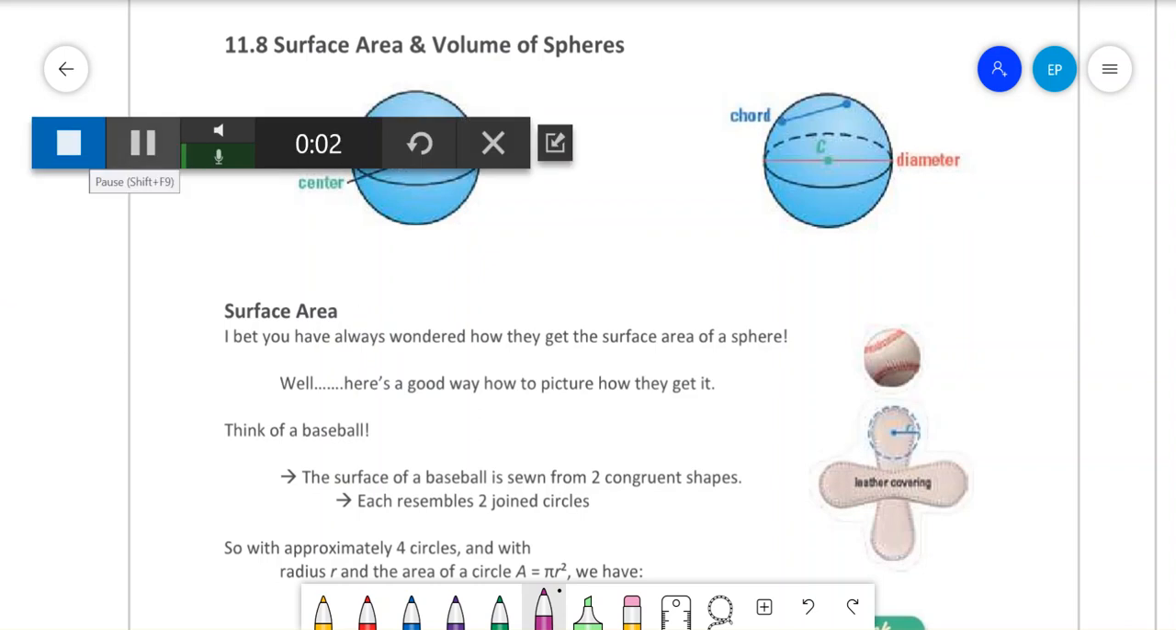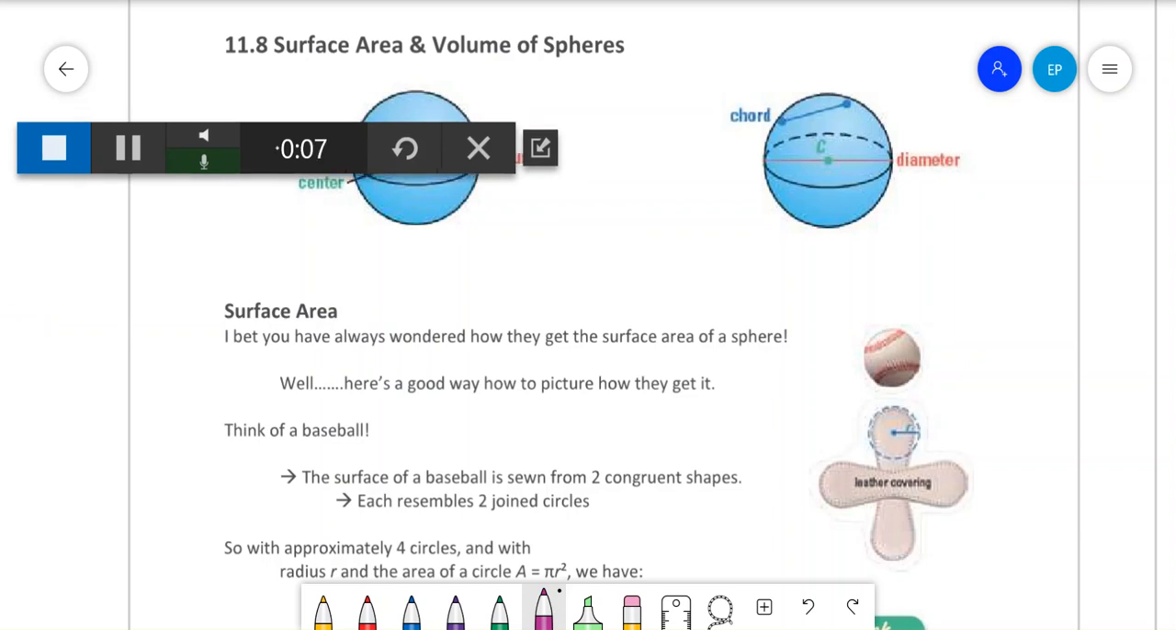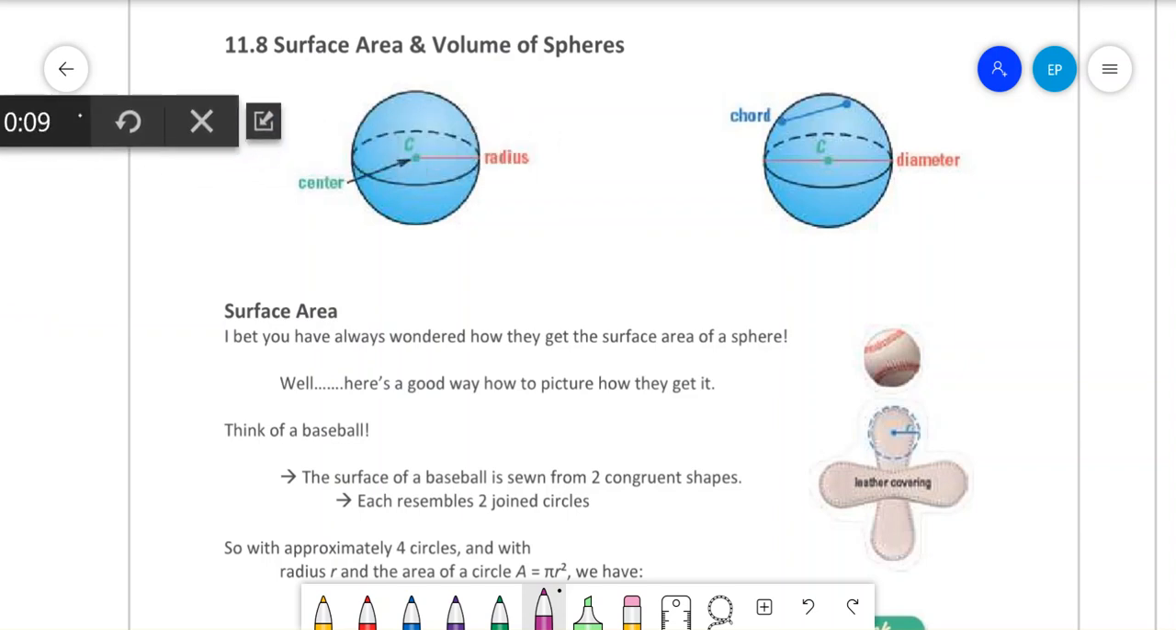Okay, so 11.8 is about surface area and volume of spheres, excuse me. So right here you have a sphere. See where my little pointer is? And it is the center. You have a radius. There's chords. There's a diameter. The diameter goes through the center of the great circle.